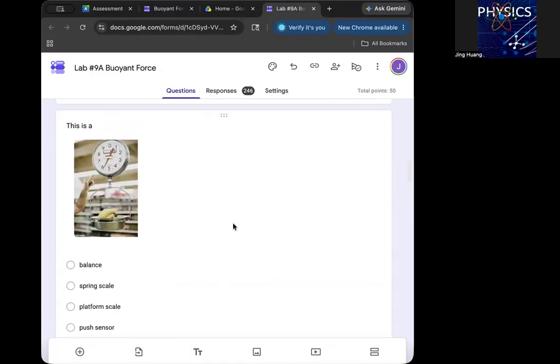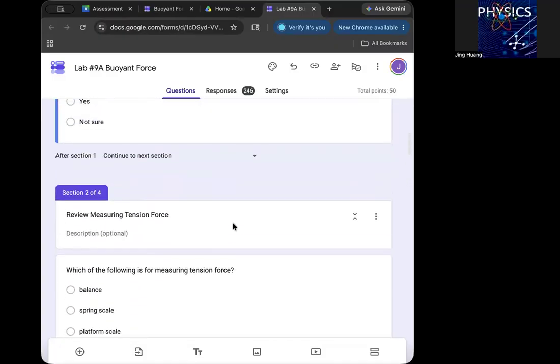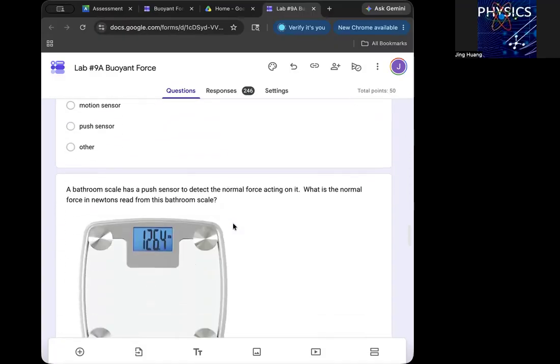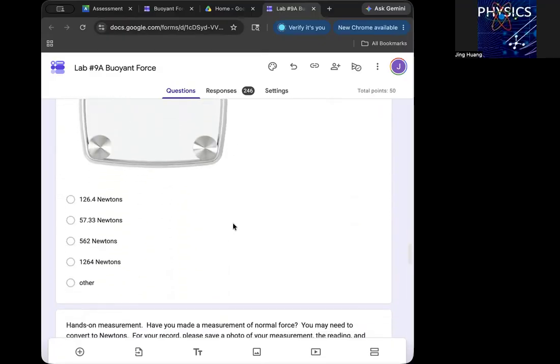Another is a spring scale. Here's an example of a spring scale. A spring scale is used to measure tension force. Tension force is a scientific word for pulling force, so it is actually the force you pull. However, we expect the students to be able to use scientific terms. So you are expected to know what the word tension means and also be able to use it. And using tension force, we'll be able to measure the Archimedes principle's buoyant force.